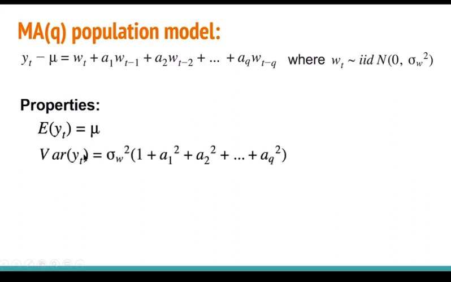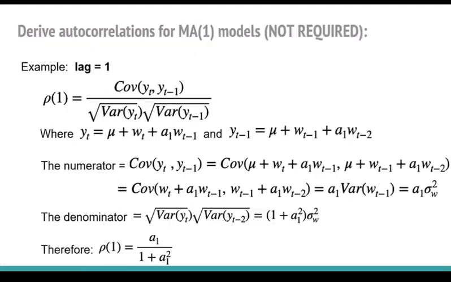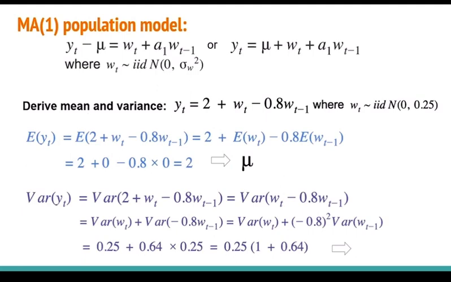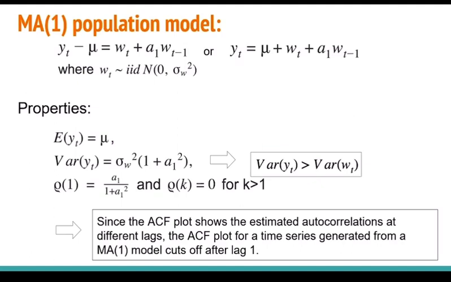And of course, the variance of YT, if you look at what we did when we're dealing with MA of order 1, we actually said the variance is going to be sigma W squared times 1 plus A1 squared. It's because I'm talking about MA of order 1. If I'm talking about MA of order 2, where I have two slopes, of course, I'm going to have 1 plus A1 squared plus A2 squared.